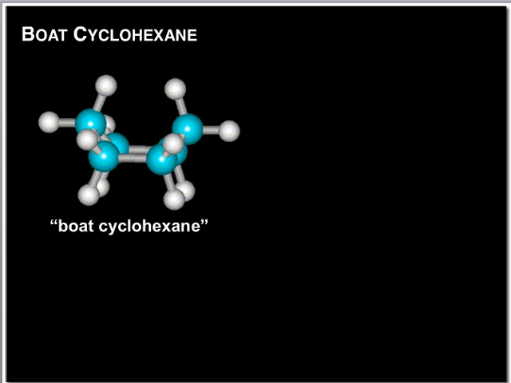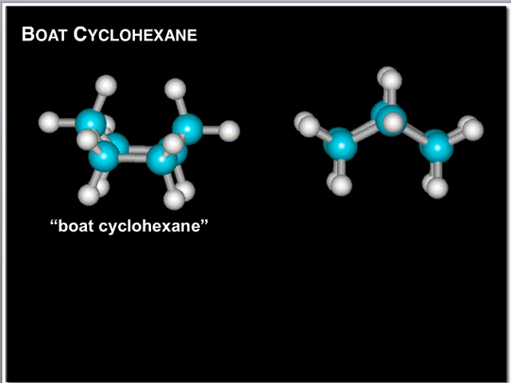Not only that, but in our boat cyclohexane, you'll note we have eclipse interactions everywhere else, don't we? So this is a higher energy form. The chair is the most stable. The boat is high energy. If we look at it head on, again, you can see eclipse interactions everywhere. High energy conformation.